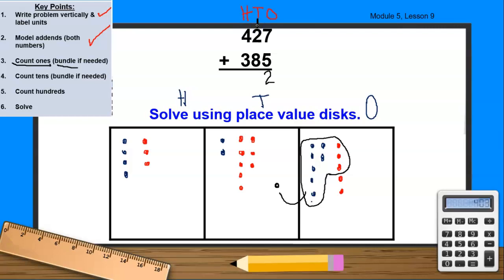What do we do next, boys and girls? Yes, we count the tens. Good job. We're in key point number 4. Let's count the tens. What's 1 ten plus 2 tens plus 8 tens? Let's find out. We add the tens. 1, 2, 3, 4, 5, 6, 7, 8, 9, 10, 11. How many tens are all together? Yes, 11 tens.